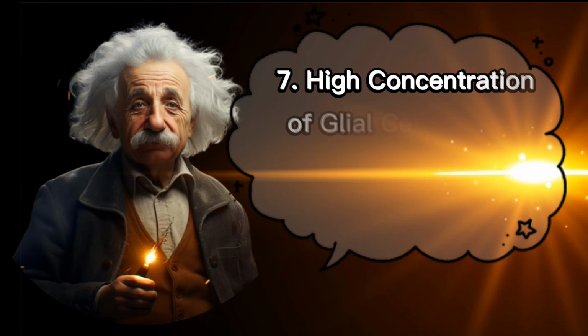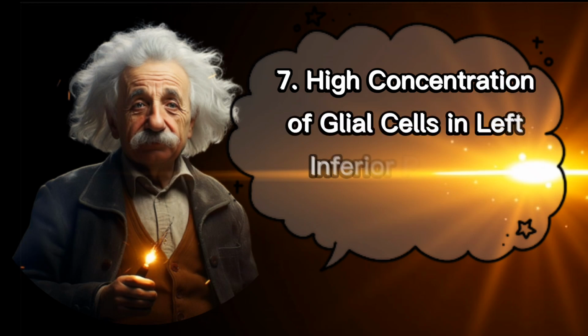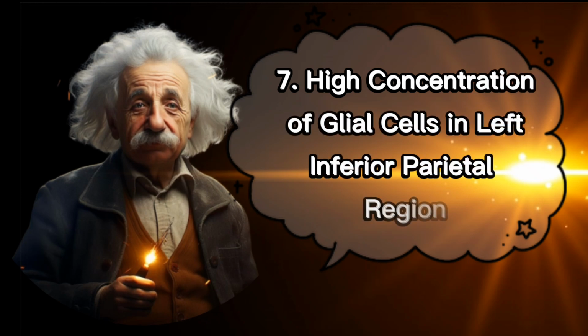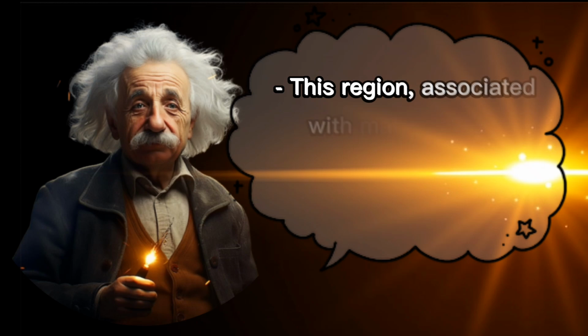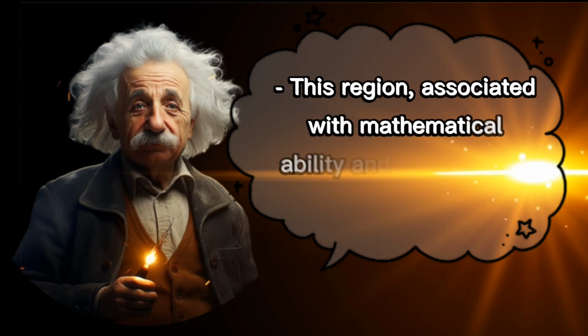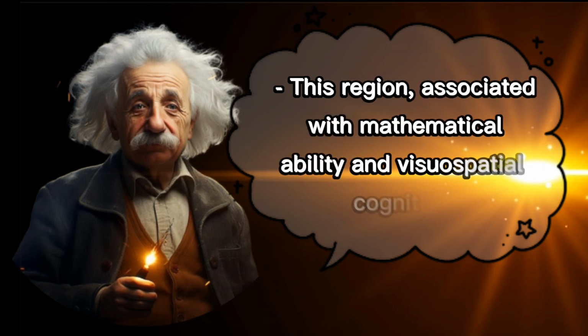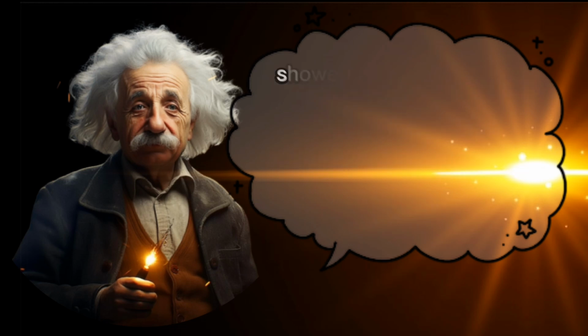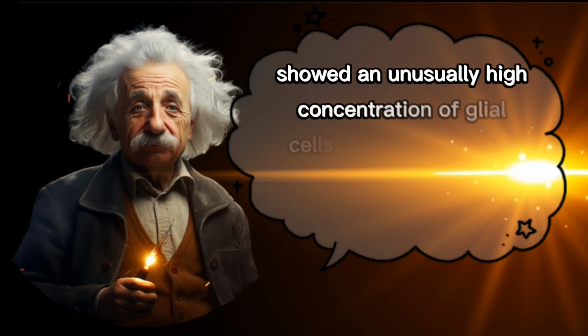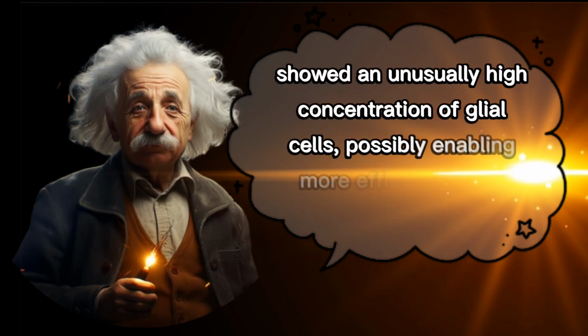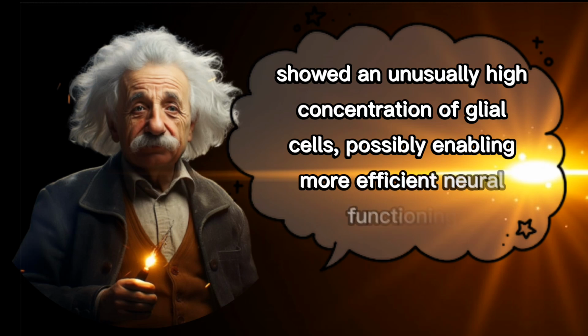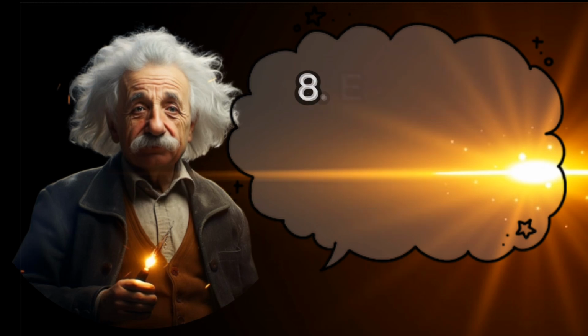7. High concentration of glial cells in the left inferior parietal region. This region, associated with mathematical ability and visual spatial cognition, showed an unusually high concentration of glial cells, possibly enabling more efficient neural functioning.